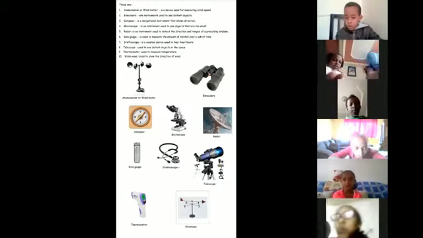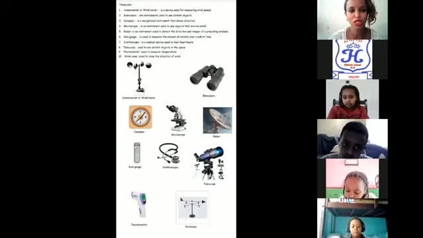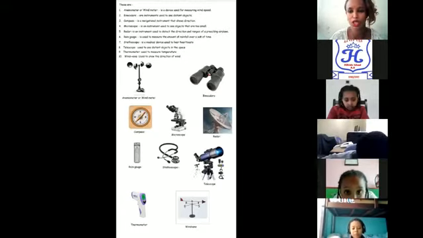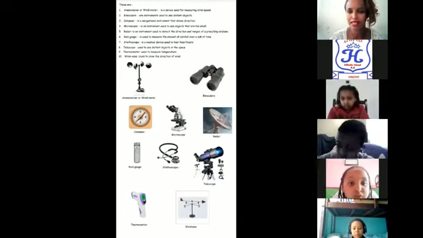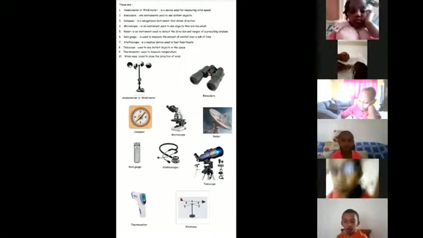The tenth one is wind vane. Wind vane is used to show the direction of a wind. Okay, a wind vane is used to show the direction of a wind. These are the 10 scientific instruments.